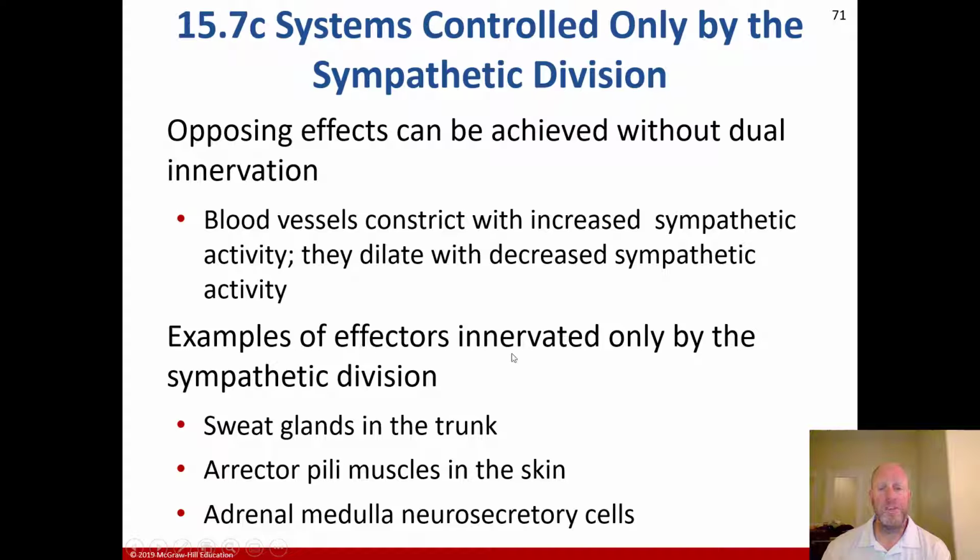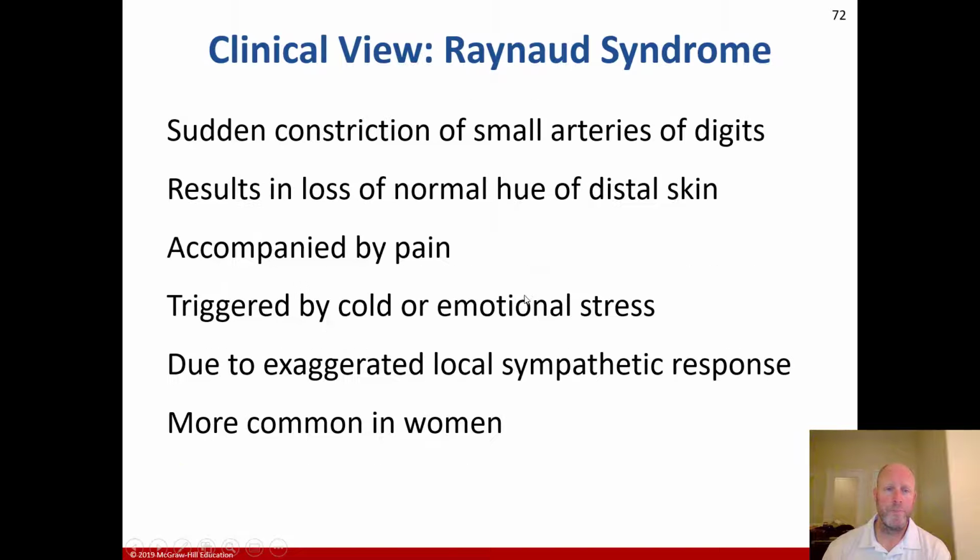Examples of effectors innervated only by the sympathetic division: the sweat glands in the trunk, the arrector pili muscles in the skin, and the adrenal medulla neurosecretory cells.